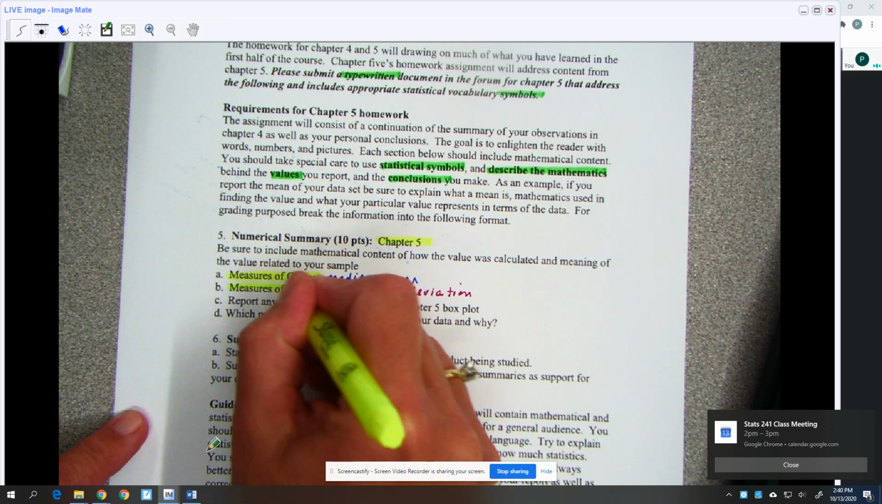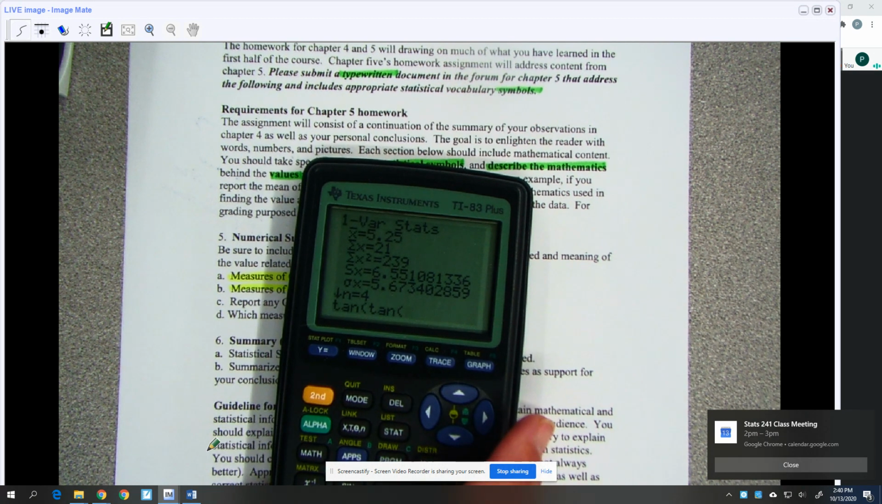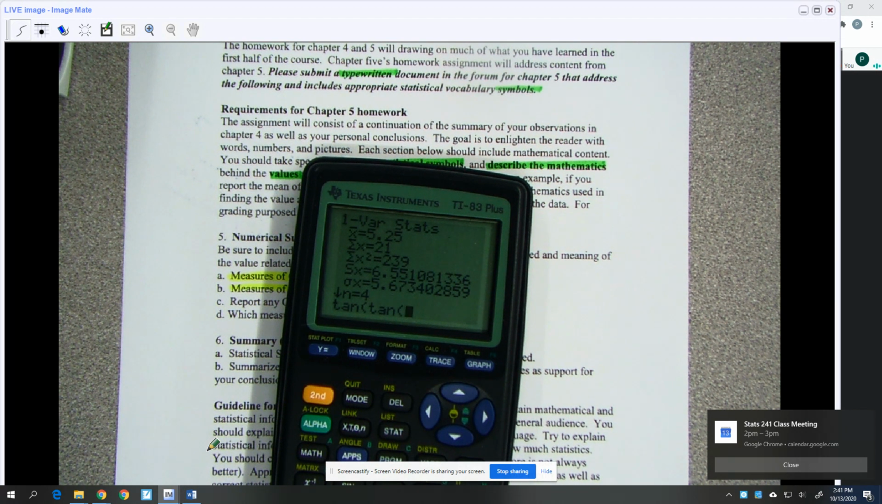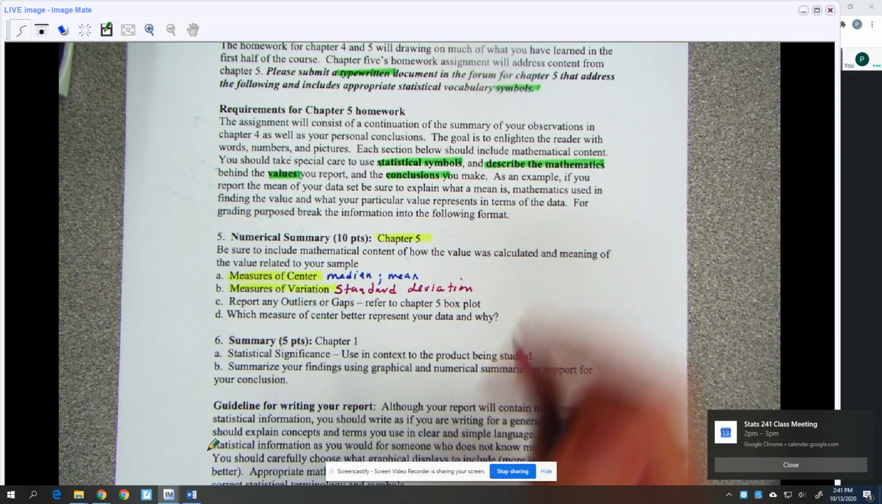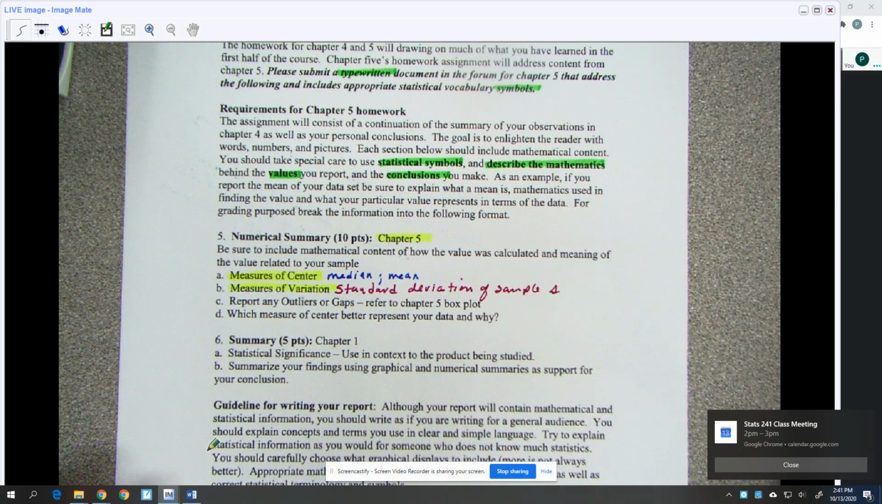What symbol should you be using for this standard deviation? Remember, there were 2 on the calculator. Is it the S symbol or the sigma symbol? The S. Yeah, how come? Why is it the S? Because you want to look at it as sample. Yep, it is a sample.